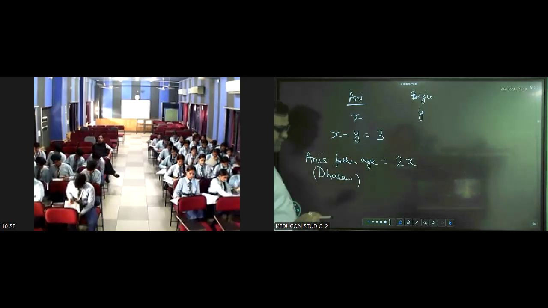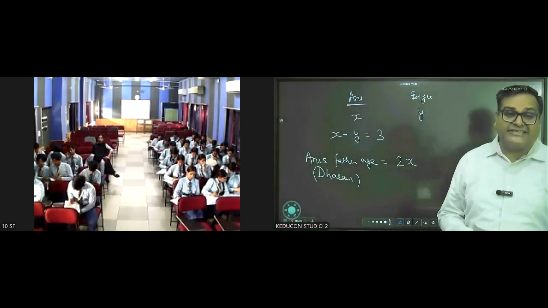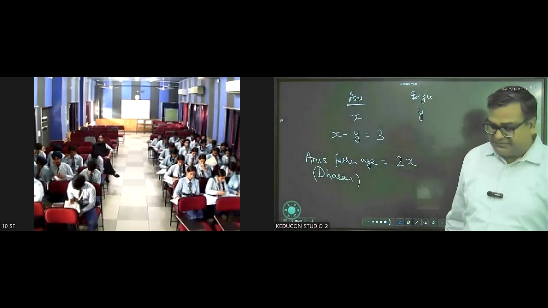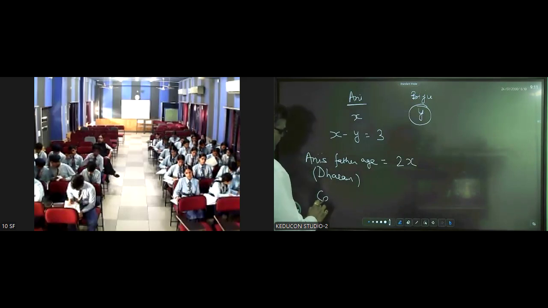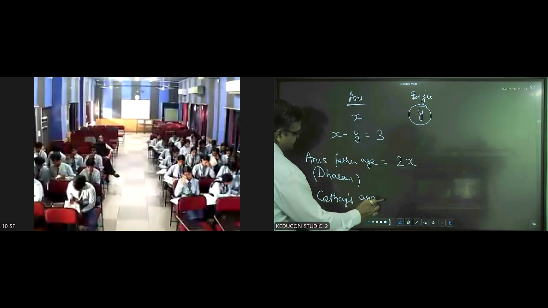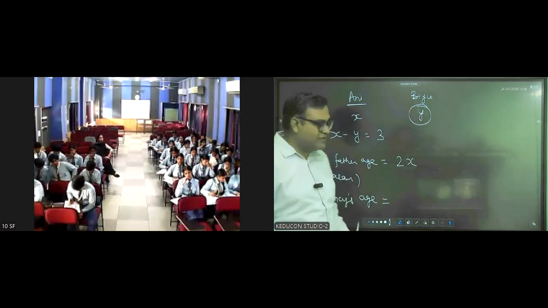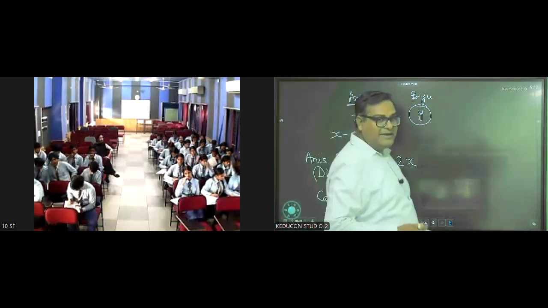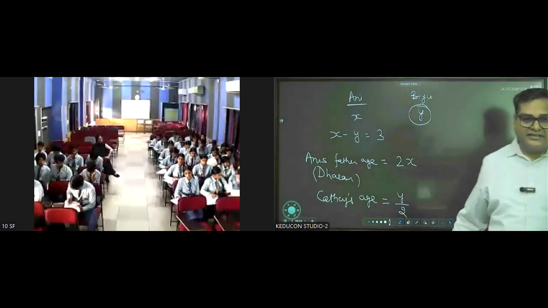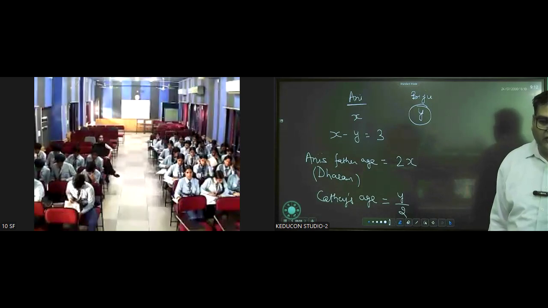Now comes the next part. And Biju is twice as old as his sister Kathy. Now if the age of Biju is Y, what will be the age of Kathy? Kathy's age? Biju is twice of Kathy. So what will be the age of Kathy? Y by 2? Yes or no, students? Is it clear or not, children?